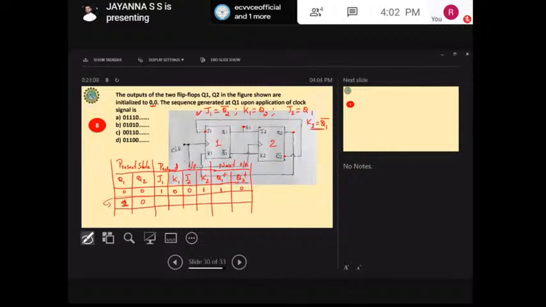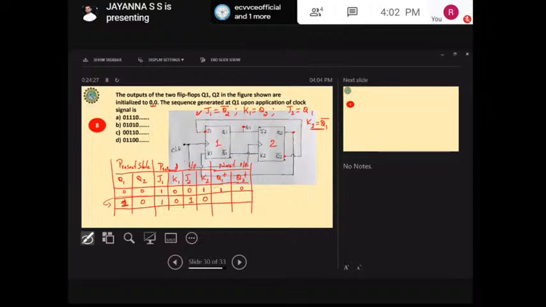Since J1 is equal to Q2 bar, I'm going to get 1 here. Next, K1 is equal to Q2, I'm going to write 0. J2 equal to Q1, I'm going to write 1. And K2 is equal to Q1 bar, I'm going to write 0 here. So J1 is equal to Q2 bar, I'm going to write 1 here.